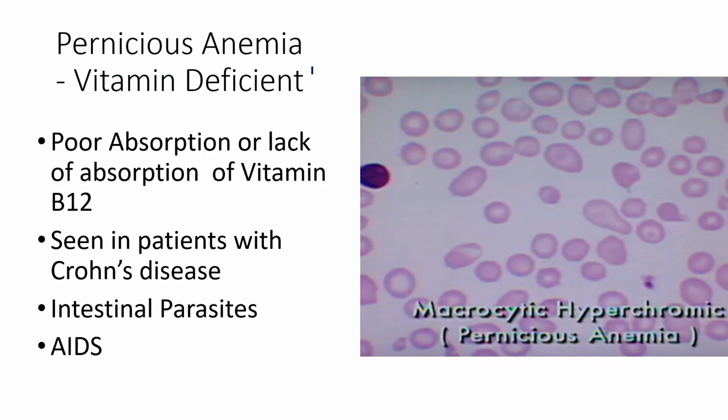Pernicious anemia. Now, this is also a vitamin deficient type of situation, but in this one, it's not that you're not eating correctly. It's that the vitamins that you are getting in through your diet aren't being able to be absorbed. So you still have a lack of vitamin B12 in this one, but you're getting the vitamin B12, but it can't be absorbed through the small intestine into the bloodstream. This would be potentially with patients with Crohn's, where they've had problems with their small intestine, or they've had part of their small intestine even removed. Intestinal parasites could be a problem. AIDS could be a problem. So these are all potential diseases that can lead to vitamin deficient anemia for pernicious anemia.